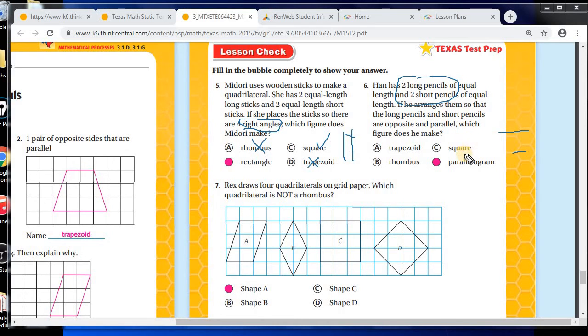Which can he make? So he cannot make a square because square has all the same size. Okay. It cannot make the rhombus because the rhombus has all sides that are the same size or same length. And it can't be the trapezoid because the long pencils and the short pencils are opposite sides and parallel. So you have 2 pairs that are opposite sides and that are parallel, and the trapezoid only has 1 pair of opposite sides that are parallel. So it'll be your parallelogram.